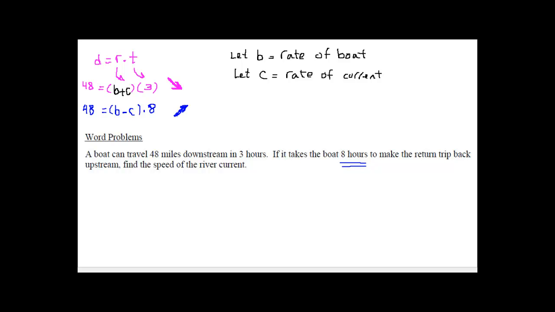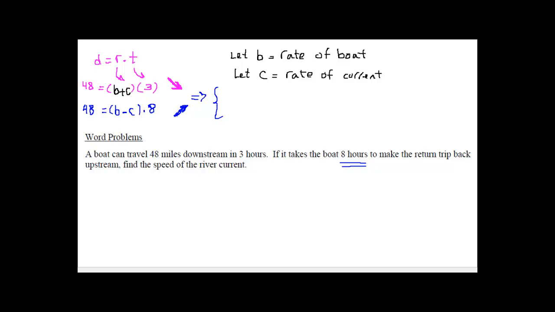So how are we going to solve this? Okay, anybody? What would be the first step solving these two equations? Making both equations equal to each other because they're the same distance, and you're trying to find the speed of the river current. Okay, so here are the two equations that we have.